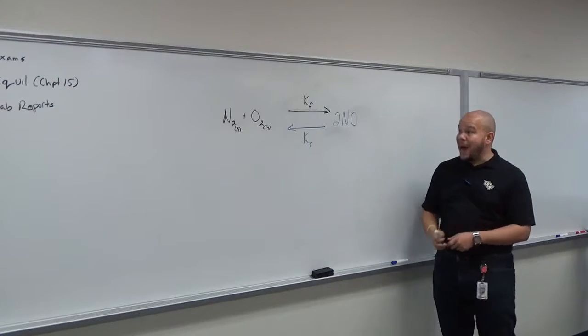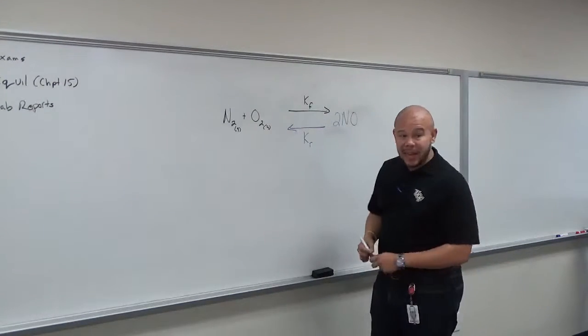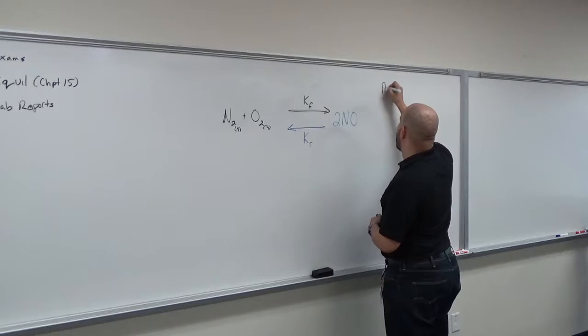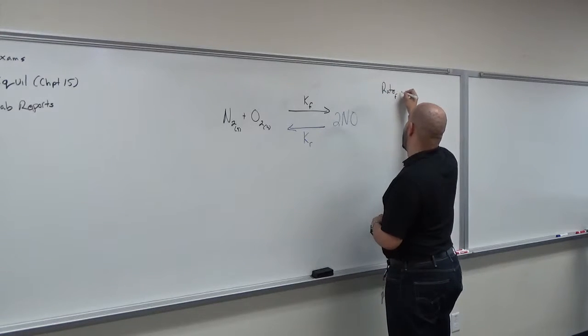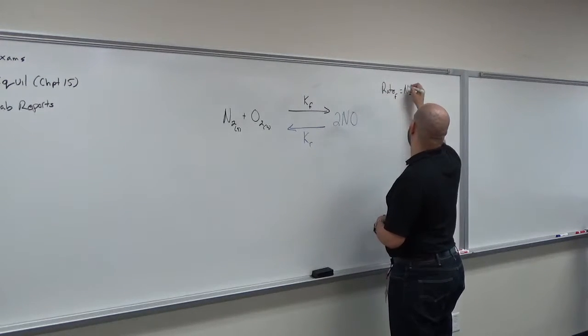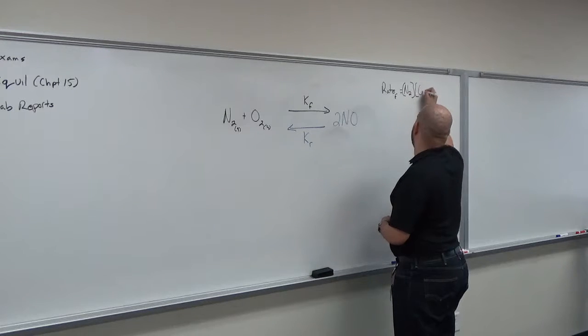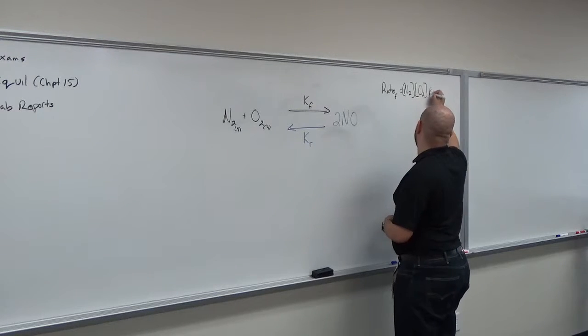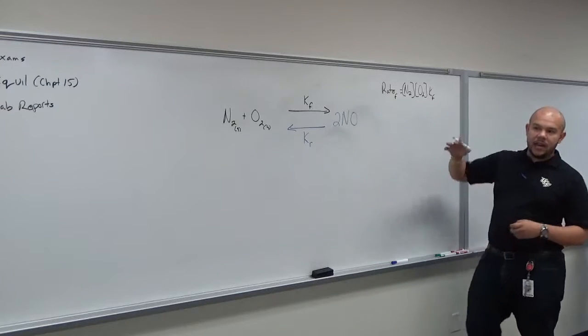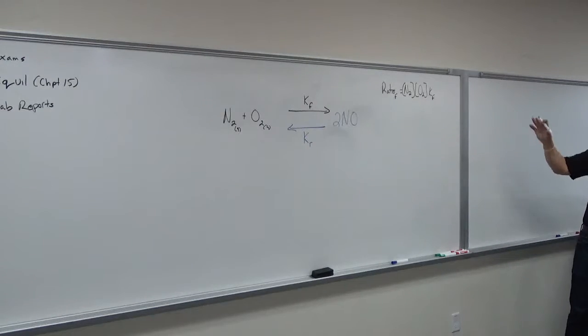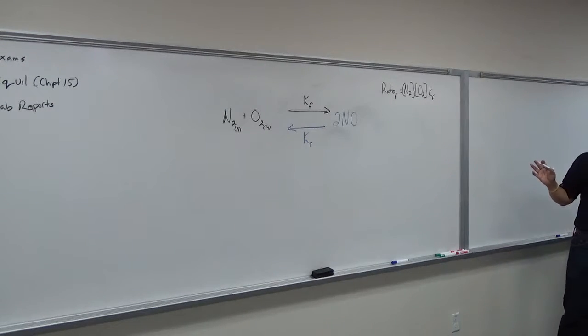Should be second order. Why? Elementary, bimolecular, second order. So, the rate of the forward reaction would be equal to N2 concentration times O2 concentration times Kf. I'm just writing it at the end. It doesn't matter where it goes, right? It can go on the front or the back. It doesn't matter.